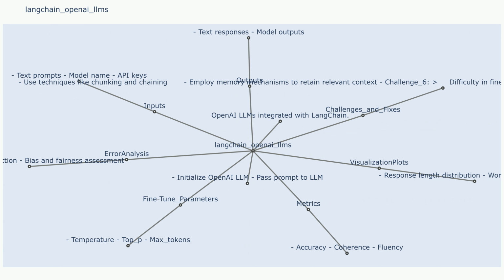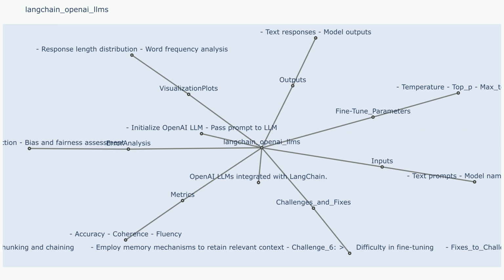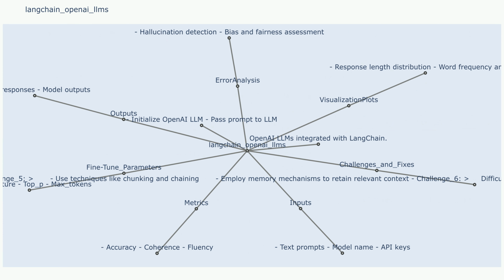These LLMs are known for their impressive natural language processing capabilities, enabling various applications like text generation, summarization, translation, question answering, and more. Langchain simplifies the integration of these LLMs into your projects by offering a structured and intuitive framework for handling prompts, responses, and model management.